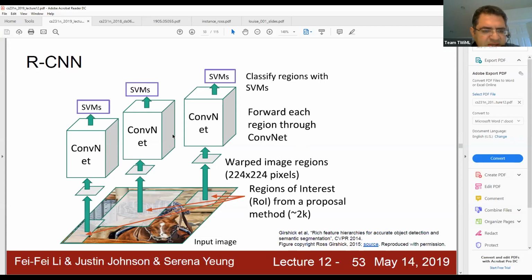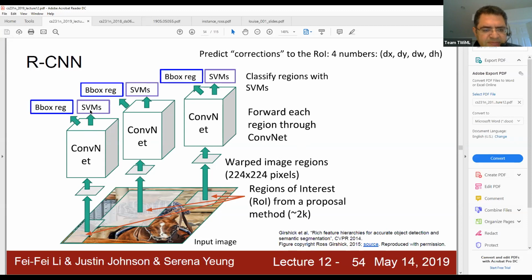He took the output of the CNN, and he didn't have a fully connected layer. He passed it through a different machine learning technique called support vector machines. He took the features of the convnet and did two things, a bounding box and a support vector machine. So in the end, you're saying what class are you, and you also try to predict the coordinates of the bounding box. So you need 4 numbers: x, y, width, and height.